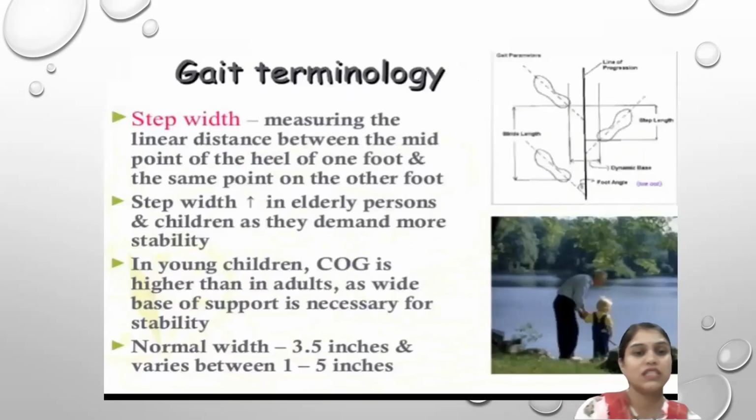Gait terminologies. Step width is measured as the linear distance between the midpoint of the heel of one foot and the same point of the other foot. The step width increases in elderly persons and children as they demand more stability. In young children, the center of gravity is higher than in adults, so a wide base of support is necessary for stability. Normal width is 3.5 inches and varies between 1 to 5 inches.